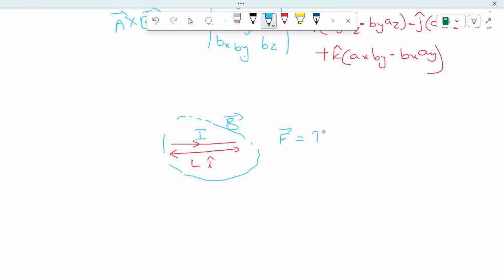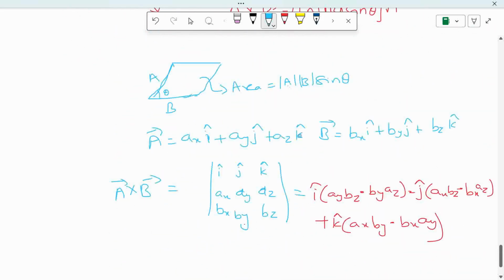So the cross product here will be I, the magnitude of current, and the length of the conductor. Here L cap is the unit vector along which the current is flowing, and we do the cross product with B bar. So when we do that, we will get the force. So this is the first part of the basics that we need to understand.